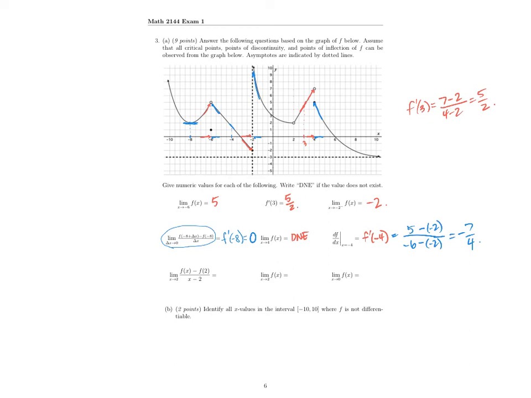I feel like it's getting kind of cluttered up here, so I'm going to erase some of this stuff so we can see what we're doing again. Okay, well, let's go back to this one. The limit as x approaches 2 of f of x minus f of 2 over x minus 2. Again, that's just the definition of the derivative at 2. So this is the same thing as f prime of 2.